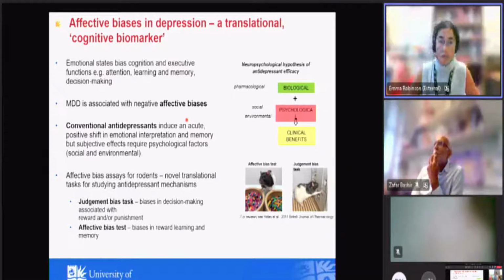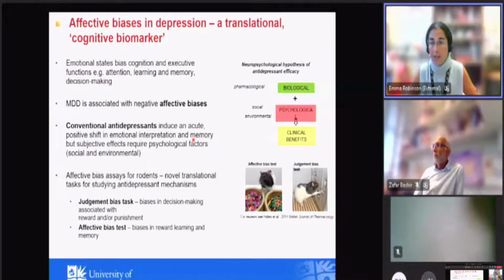This negative affective bias seems to have a long-term impact on all these different aspects of cognition, potentially then impacting on mood. What was very exciting was some research that showed that conventional antidepressants could induce an acute shift in these emotional processing tasks, but subjective effects required psychological factors for the patient to actually have a subjective improvement. So this really is where the neuropsychological hypothesis of antidepressant efficacy developed, and the idea was that the pharmacological treatments were setting a biological environment, but those alone were not sufficient to give clinical benefit. What you needed was social and environmental factors.